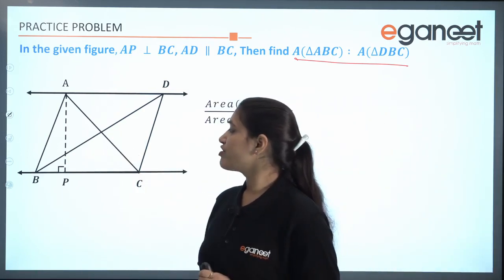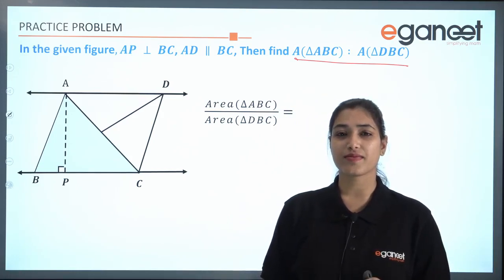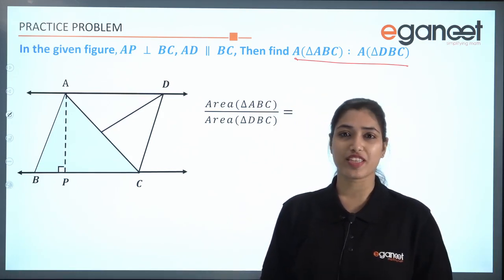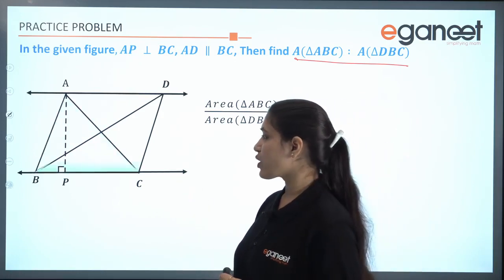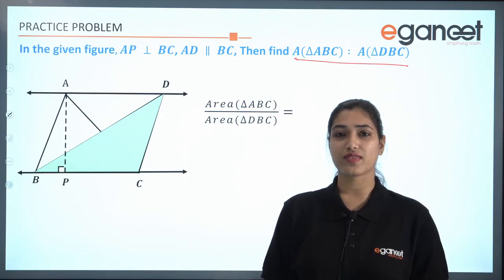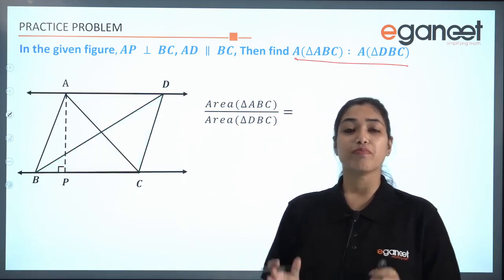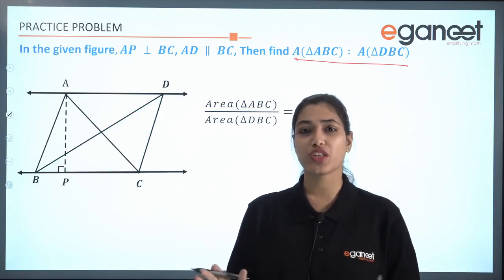Now, observe triangle ABC. What is the base here? Yes, BC is the base here. Now we observe the second triangle, that is DBC. What is the base here? Yes, again BC is the base here. So we can say that BC is the common base for both the triangles.